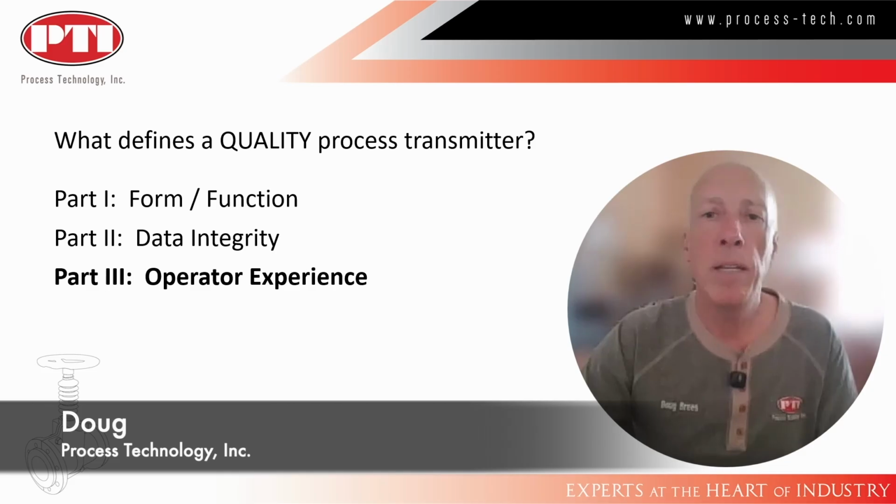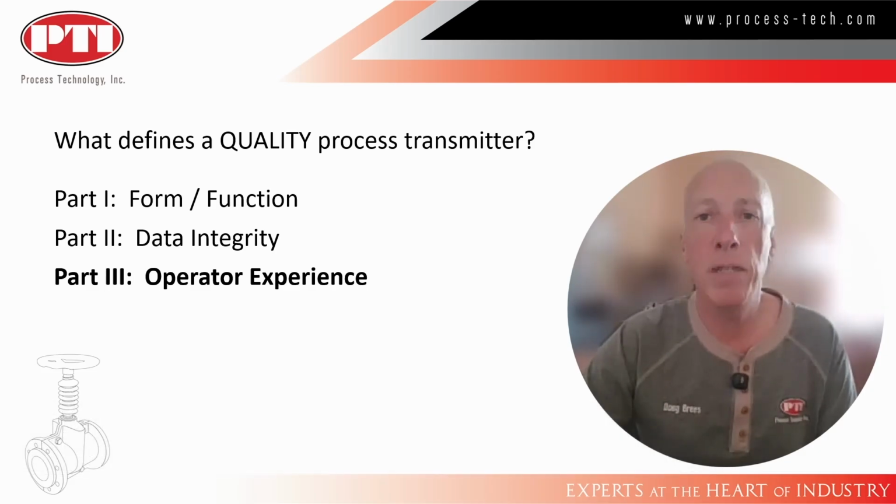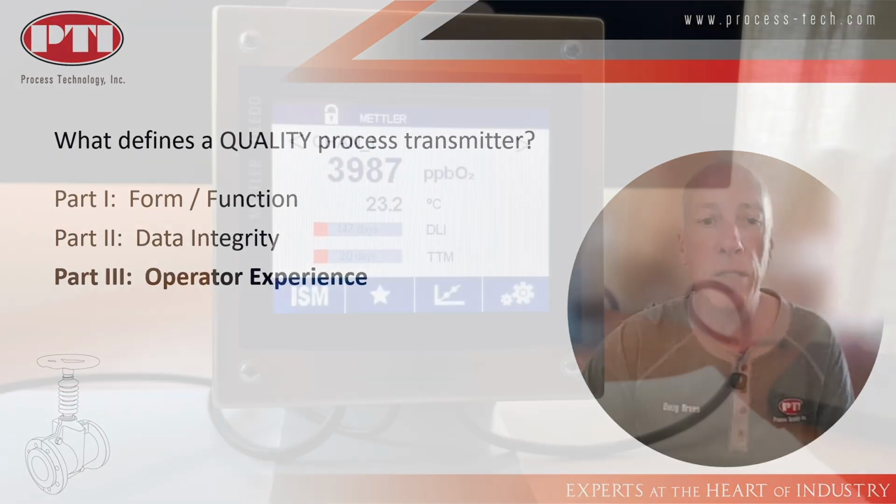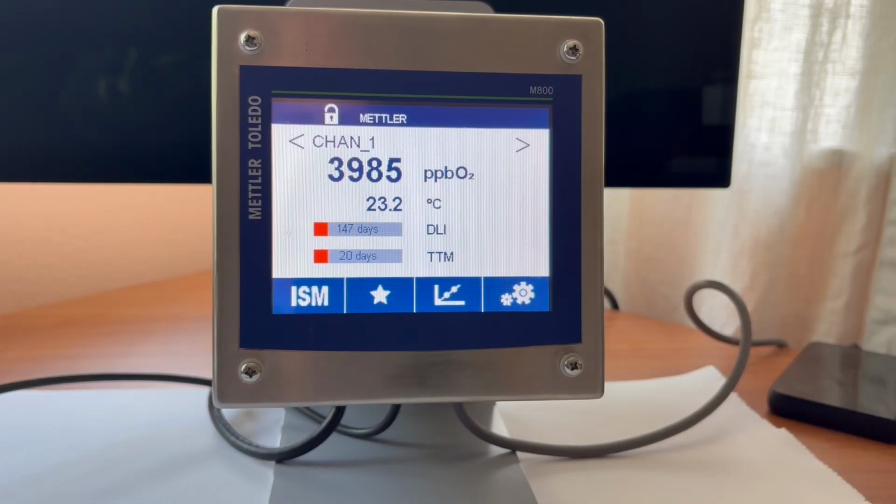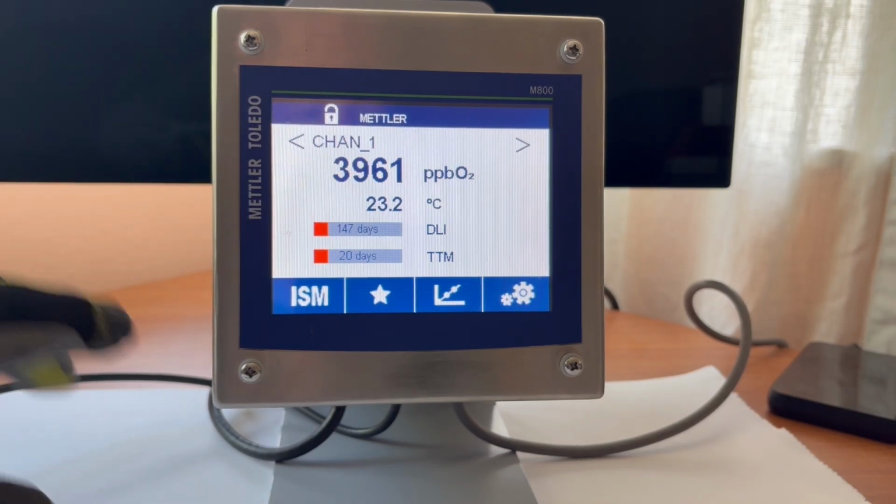What we're talking about today is what defines a quality process transmitter. Let's get busy and dive into part 3, operator experience. These transmitters actually all have an industrial HMI, meaning it's a touchscreen. It's actually glove friendly. Let's give a couple examples and look at how easy the menus are to use on this transmitter. Let's set up the analog outputs.